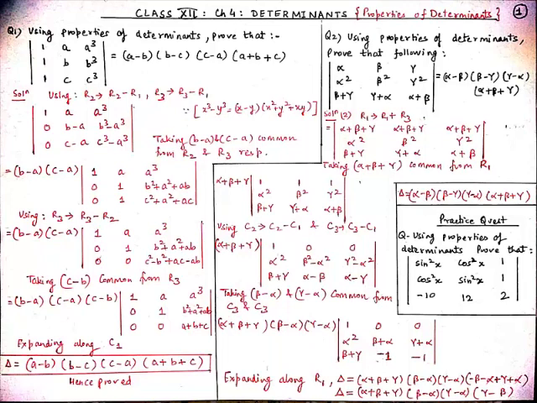Therefore 1, a³, and then apply the operation R2 → R2 − R1. So 1 − 1 equals 0, then b − a, and then b³ − a³. And now R3 → R3 − R1. So 1 − 1 equals 0, then c − a, and then c³ − a³.